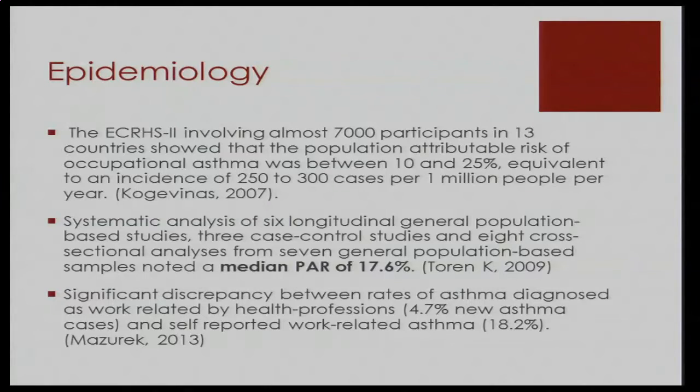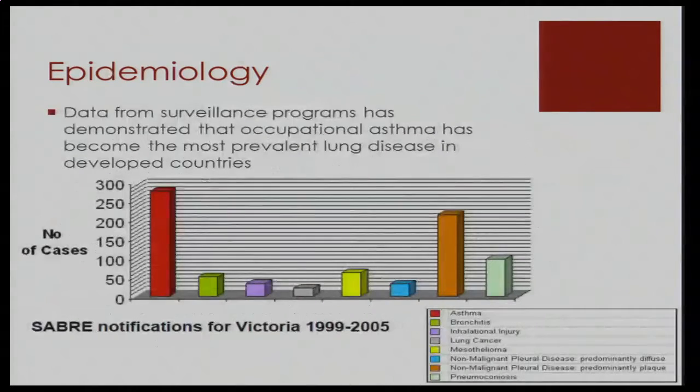And there are major discrepancies in some of this data. In terms of health professional diagnosed occupational asthma, it's been estimated to account for almost 5%. But in self-reported work-related asthma, this is more like 18 to 20%. So this is data from the SABRE program, which was the surveillance program for occupational lung disease that was run in Victoria and Tasmania up until the mid-2000s. And it was a voluntary reporting scheme where occupational physicians and some respiratory physicians would report cases of occupational lung disease. And they certainly noted that asthma was the most common condition that was seen. And this is similar to many other developed countries.